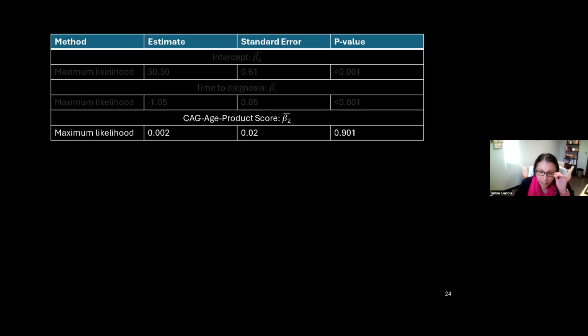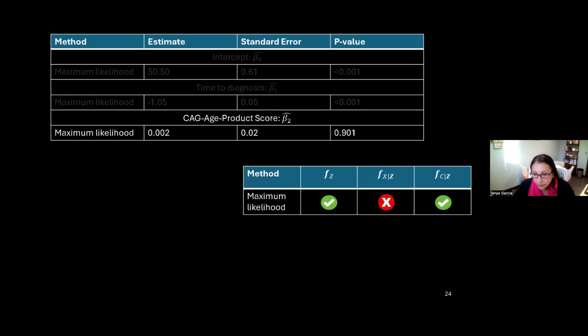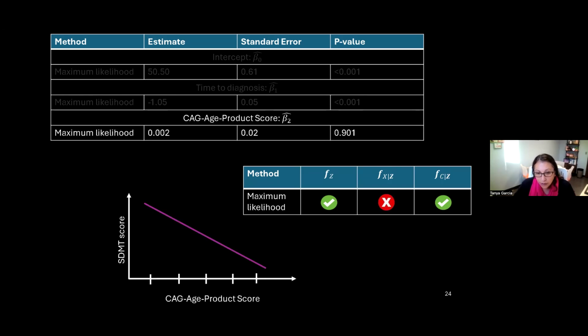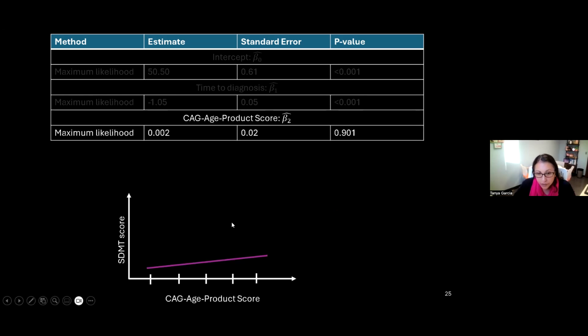Another method that we had considered was something called maximum likelihood. And with this one, it's also sensitive. You have to correctly specify a distribution, otherwise the results make no sense. And that's what's happening here. Other scientists have shown that, again, cognition declines for high disease burden scores. So we expect a negative slope. Our results are showing a positive slope, so the complete opposite.